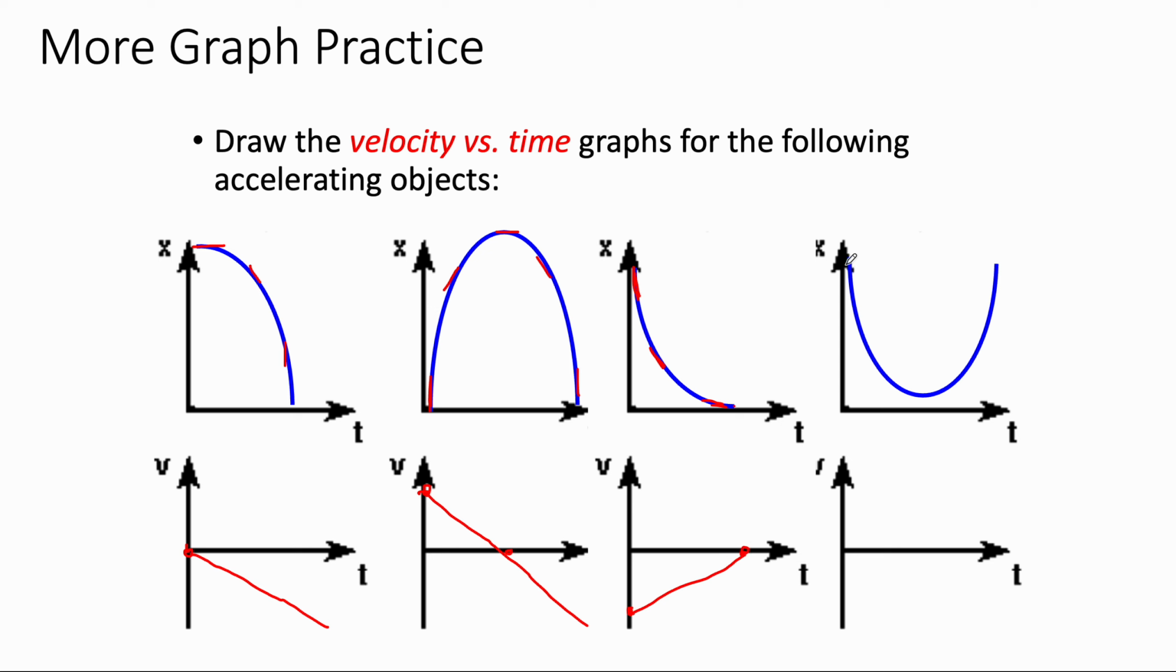Find the last step, large and negative, less negative, gets to 0, becomes positive, and then even more positive. I start out with a large negative velocity. By the time I get to here, I'm 0. By the time I'm over here, I'm a large positive slope, large positive velocity. It's going to look something like that.